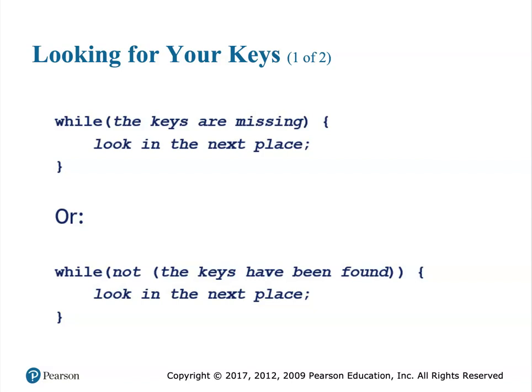We can also kind of reverse the logic. While the keys have been found, not, look in the next place. Or while not the keys have been found. So the way we phrase our condition is one of two logical options. The keys are missing, I go in. The keys have not been found, I go in. This will reflect itself in the way we write Booleans to determine whether or not the while condition statement is evaluated as true and that we go into the body of the loop.